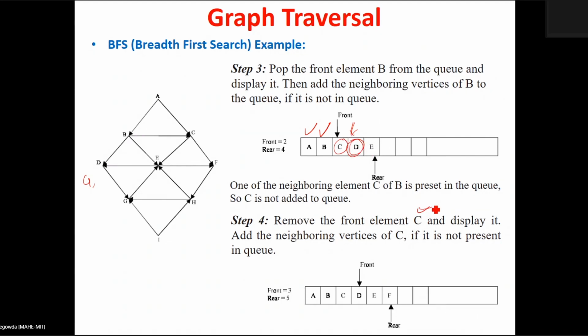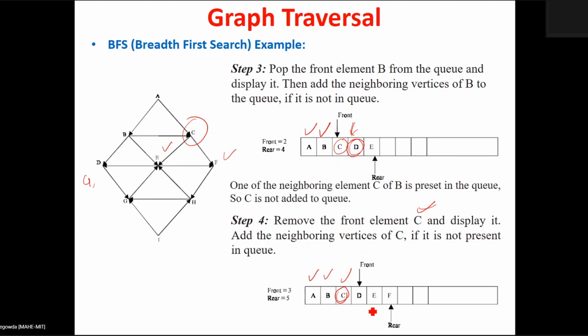Remove the front element C. So I displayed A, B, C. Okay, that is done. Add the neighboring vertices of C. Sorry, I skipped D before C here. The neighboring vertices of C, if you look at this, are E and F. These are the two. E is already there in the queue, so there is no need to add it once again. Only F needs to be added to the queue.